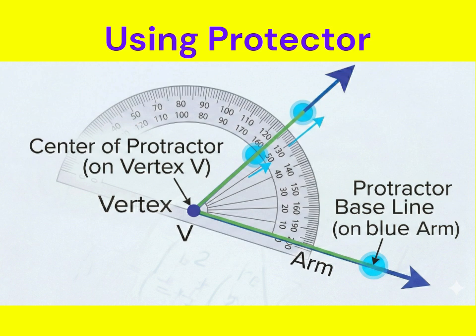Using the protractor. To find the exact size of an angle, we use a protractor. Accuracy is key. First, place the center hole of the protractor exactly on the vertex. Next, align the bottom base line with one arm of the angle. Now, follow the other arm up to the scale. Whether you use the inner or outer numbers depends on which side your base arm is pointing to. Watch those numbers carefully.